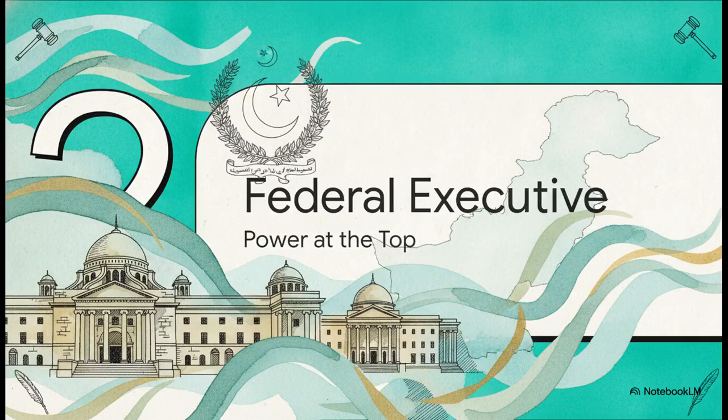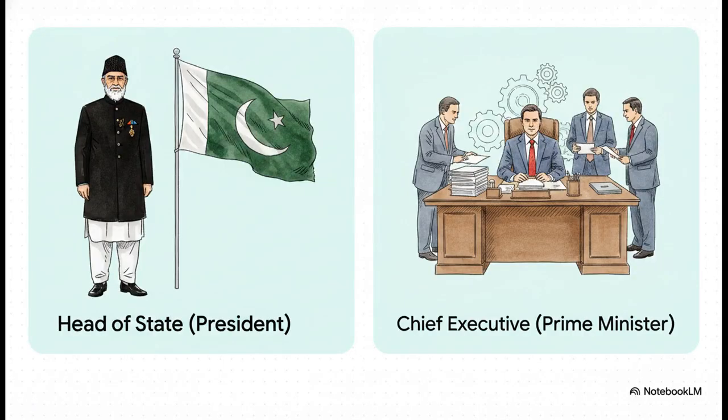Moving right along to Section 2, the federal executive branch, power at the top. So at the very top, Pakistan operates as a parliamentary democracy. This means executive power is intentionally split right down the middle. On one side, you have the president. Now, to hold this office, you must be a Muslim and at least 45 years old. The president is the head of state, basically acting as this symbolic, unifying father figure for the nation, and they hold mostly nominal powers.